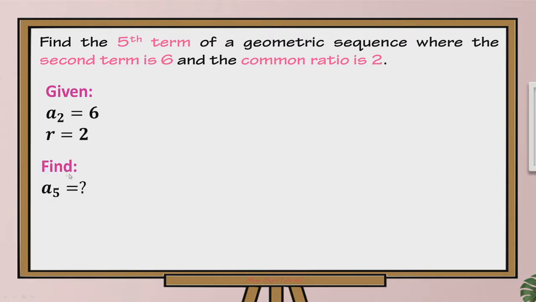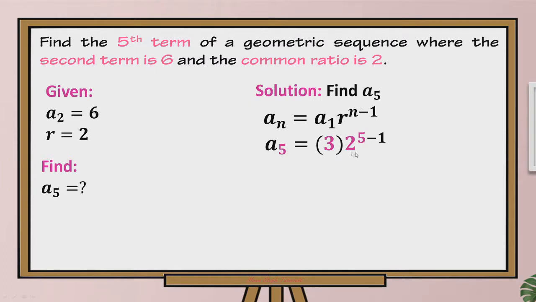So, what are we looking for, or what is asked in the problem? It is the 5th term of our geometric sequence. We were not given the geometric sequence; instead we were given these conditions. But we can still solve this. So for the solution to find a sub 5, we can still use our nth term function and just substitute the given values. Our n, or the term we are looking for, is the fifth term, so we have a sub 5. And then the first term is 3.